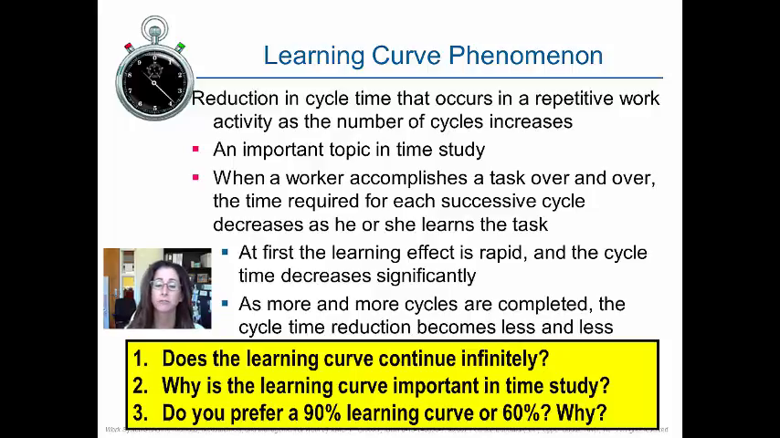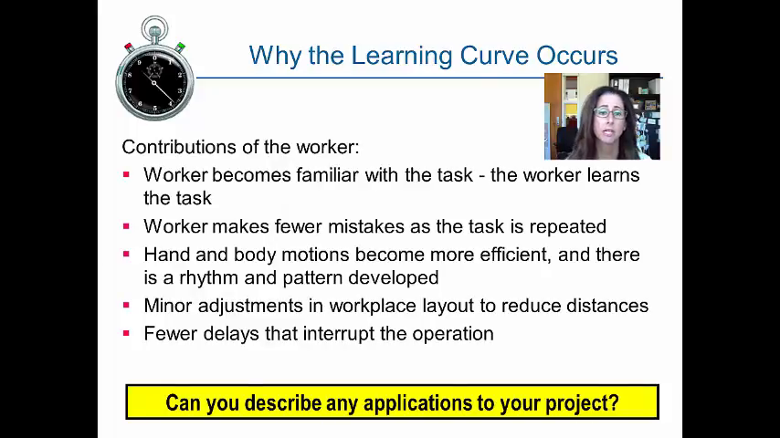Okay, so that's the learning curve phenomenon, that the time to produce a unit decreases with the more units that you make. So next is, why does a learning curve occur? What makes the time reduce? We're going to talk about it in terms of 2 paths: the contributions of the worker, which you see here on this slide, and I think our next slide is contributions of the organization.